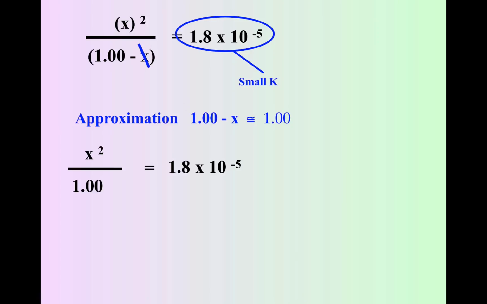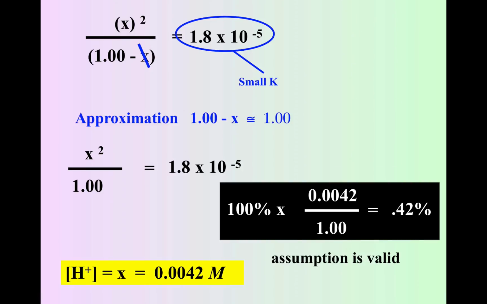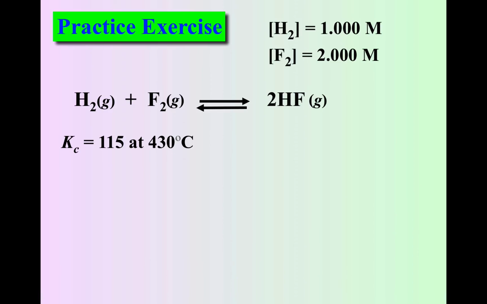So now it's 1 divided into X squared is equal to 1.8 times 10 to the negative 5. So multiply both sides by 1 is 1. Take the square root of both sides, and I solve for X, and I get my H plus concentration. And if I wanted to check this, the concentration is 0.0042. If I compare that to what my original concentration was times 100, yeah, I've got a small error here, a fraction of a percent error. So this is okay.